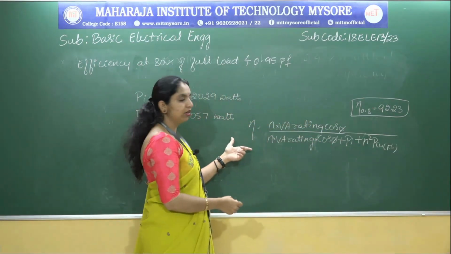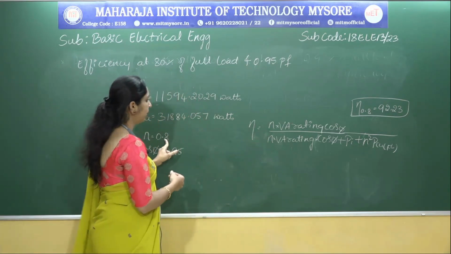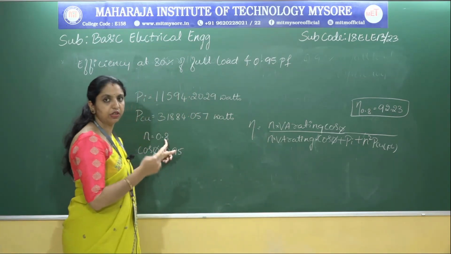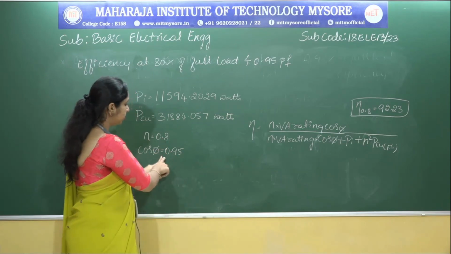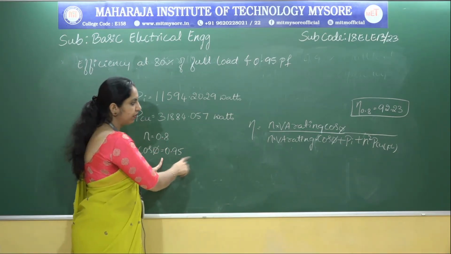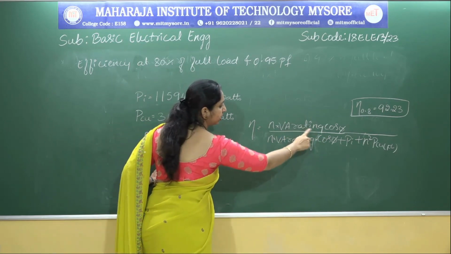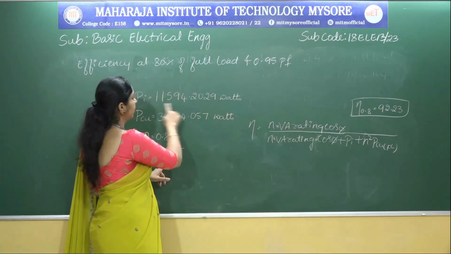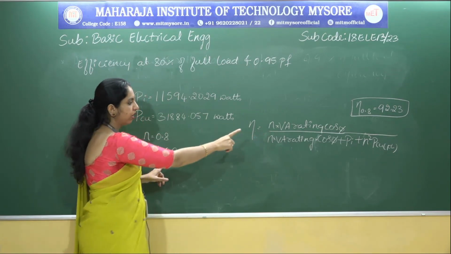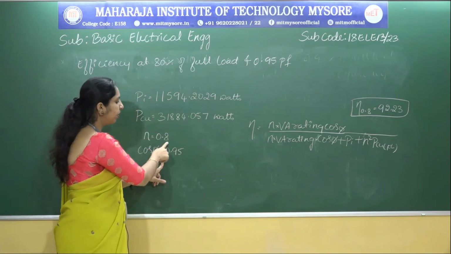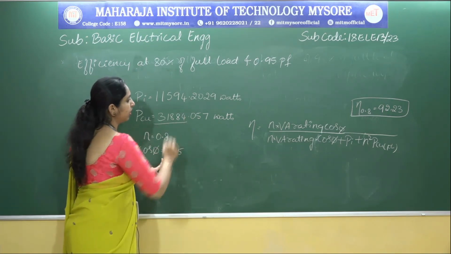Now substitute all the values which are provided in the problem. n is nothing but 0.8 and the VA rating is also given in the problem, which is 500 k, into cos phi, which is 0.95, divided by the same terms, plus Pi. Substitute the value of Pi. Of course, what is n square? n is equal to 0.8, so take 0.8 whole square. PCU full load, substitute this value.